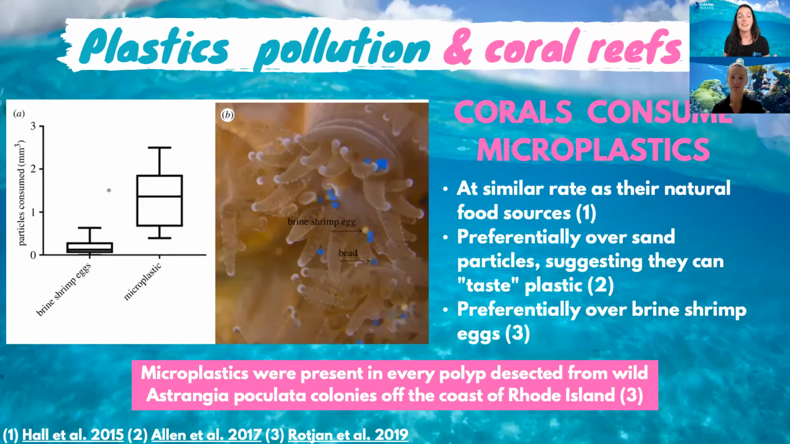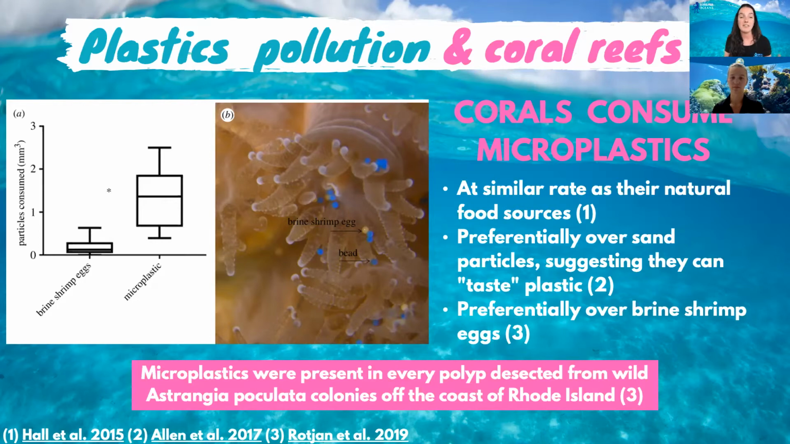And studies in the laboratory have found that corals can consume microplastics at the same rate as their natural food sources. One study found that they actually preferentially consume microplastics over sand particles. And that suggests that they actually can use chemical signals or chemoreception to taste and select for plastic. And another study found that they preferentially ate microplastics over natural brine shrimp, or brine shrimp eggs.